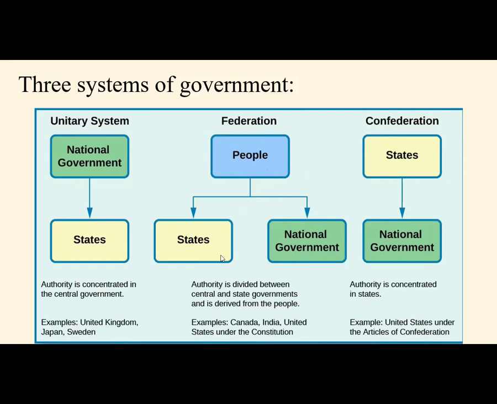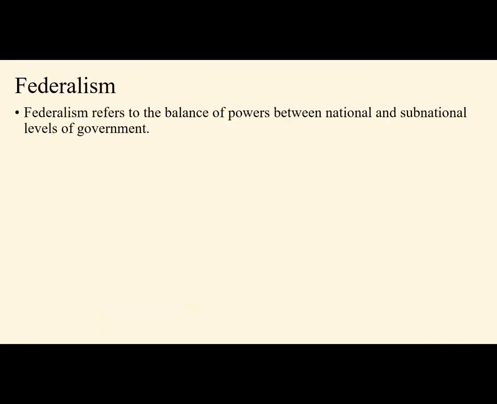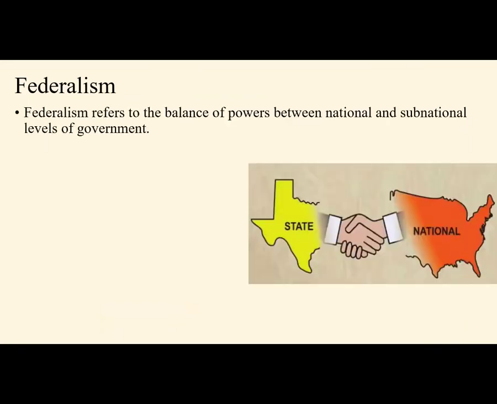We didn't do away with our state governments. The people also have a direct relationship with their state governments. So now we have two different layers or levels of government, and that's one of the things that makes up a federal system. So that's one of the characteristics of federalism or a federal system.